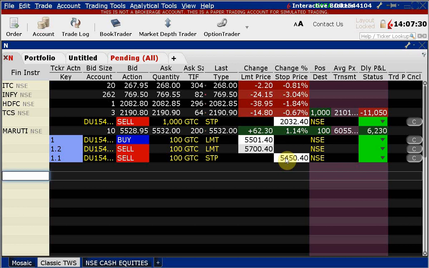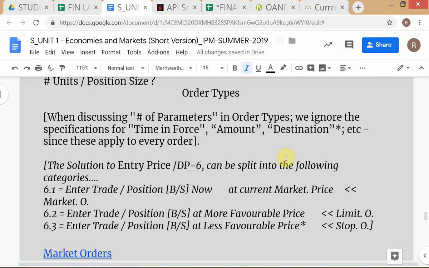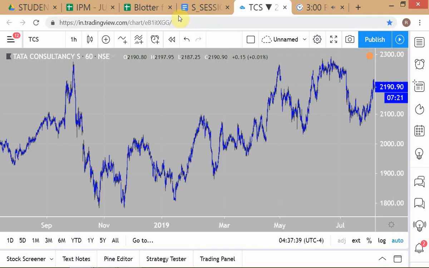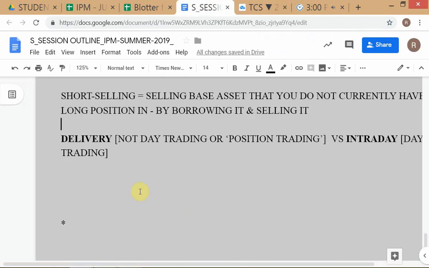So when you try to execute stops on those stocks, you can have a lot of what is called slippage. We are learning about something new, so I'll just put it down. This concept is essentially called slippage.